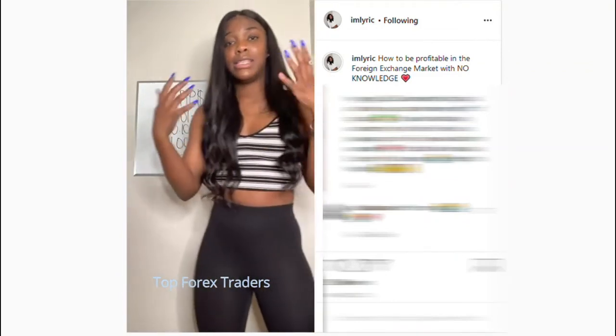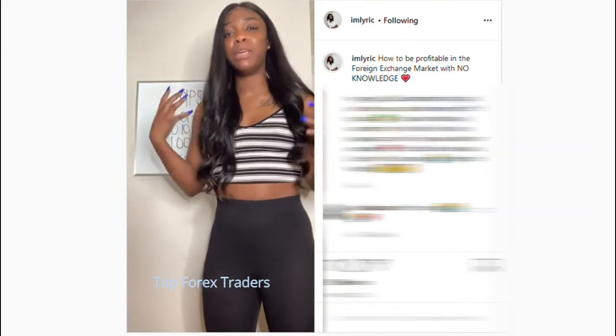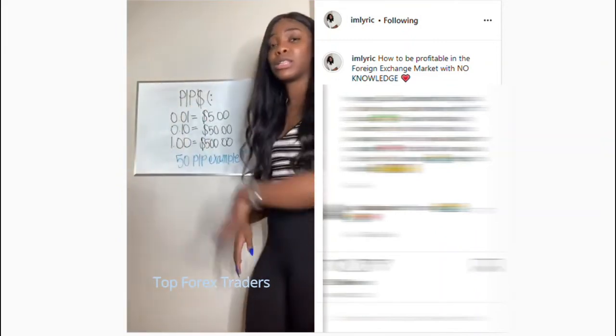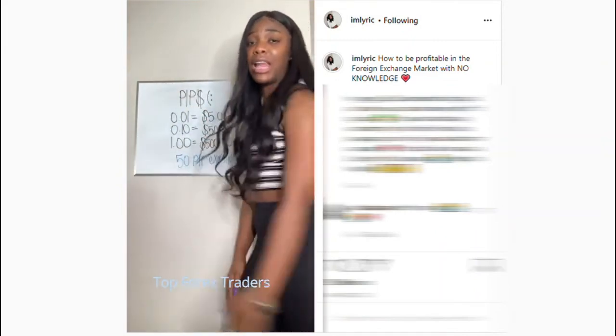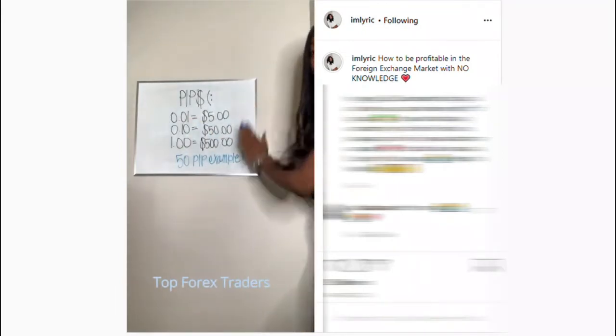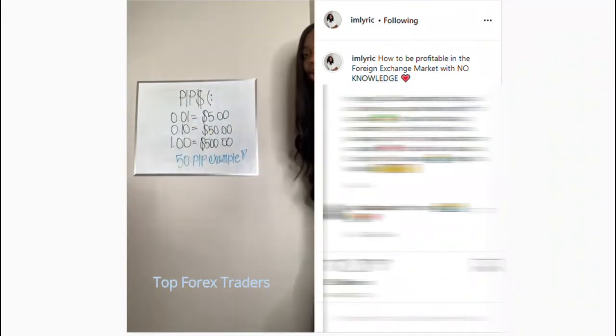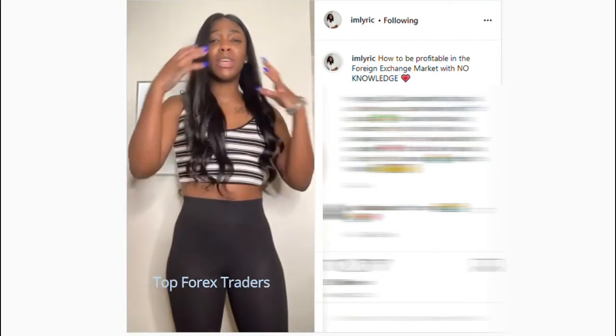So like I said, this is what a lot of people describe as the copy and paste method, and it most definitely works. As you can see, all you did was look at a trade, tap it into your phone, and boom, you made 50 pips. You made $500 in 1 day. So this is what Forex is.